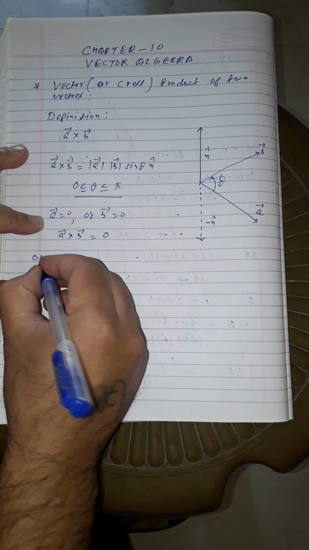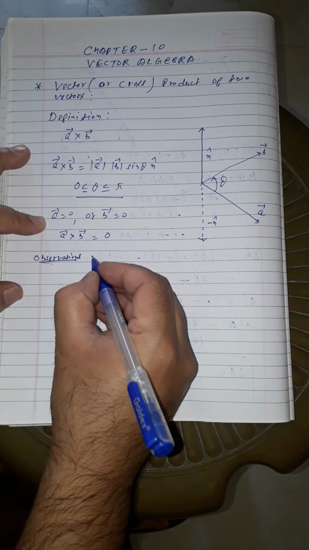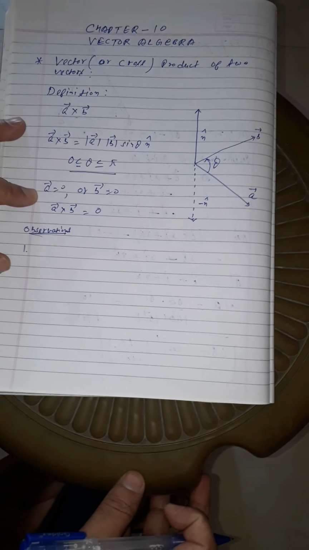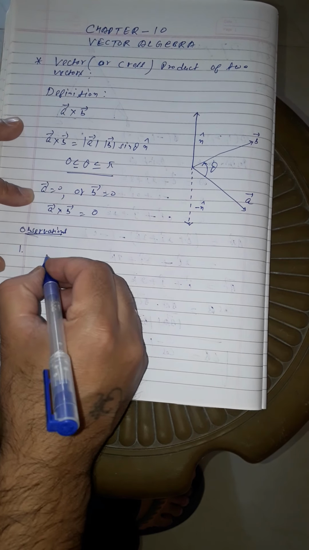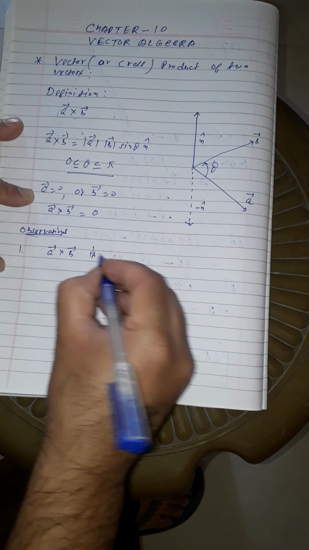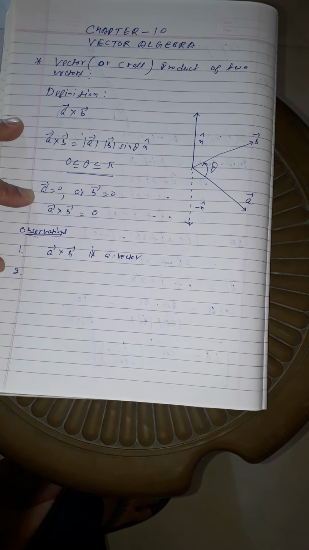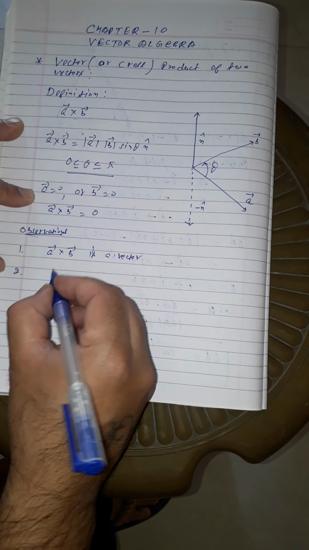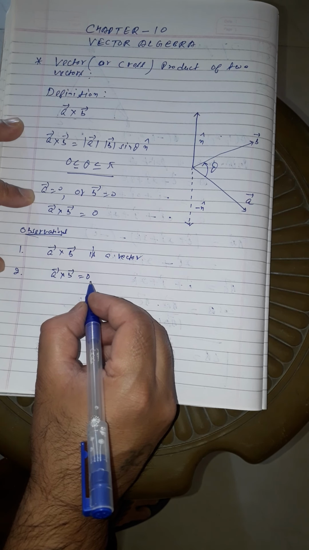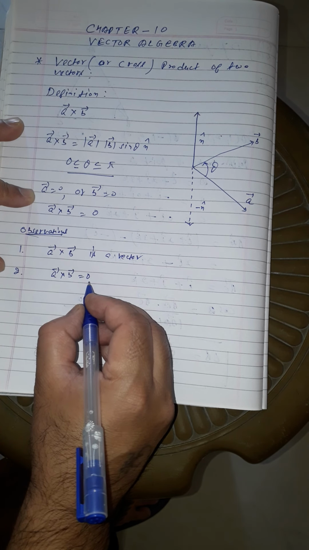Now here are some very important observations. We have to keep these observations in our mind while we discuss the exercise questions. So let us see. First observation is that, remember students, A cross B is a vector. Number 2 is, A cross B is equal to 0 if and only if the vector A and vector B are parallel or collinear to each other.